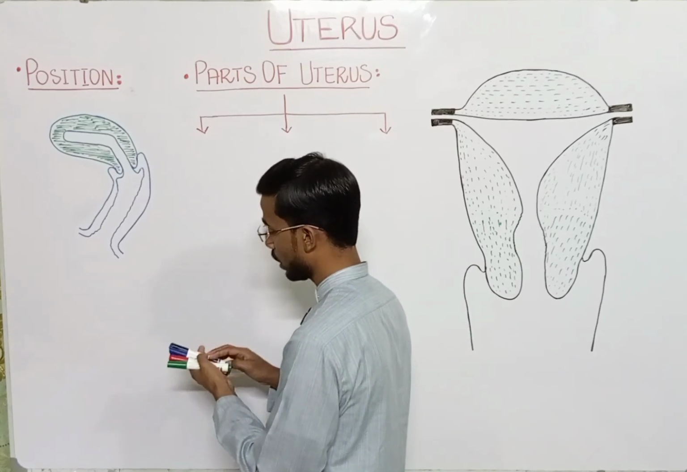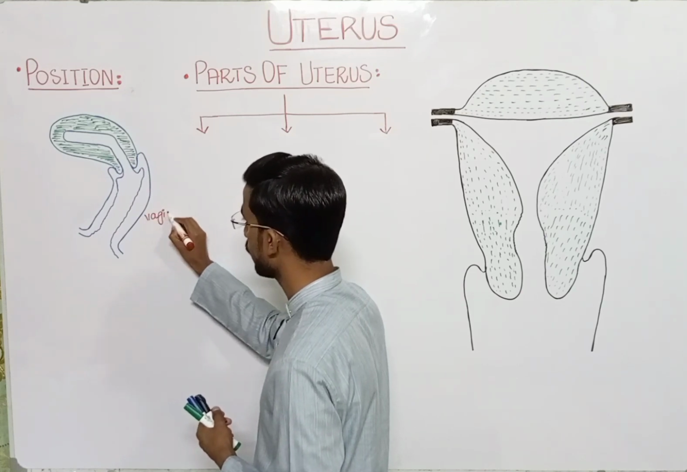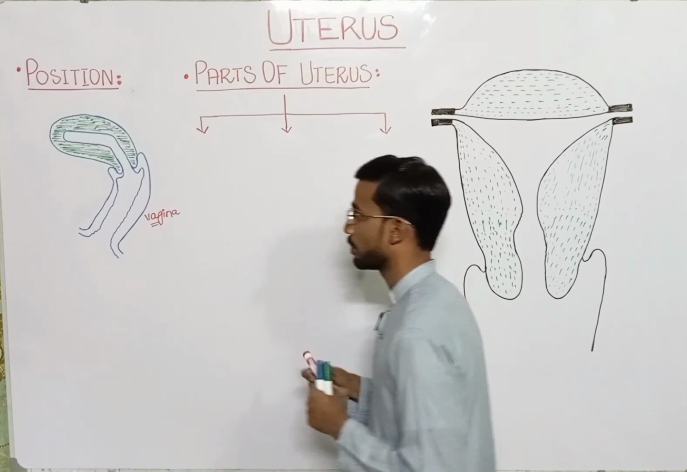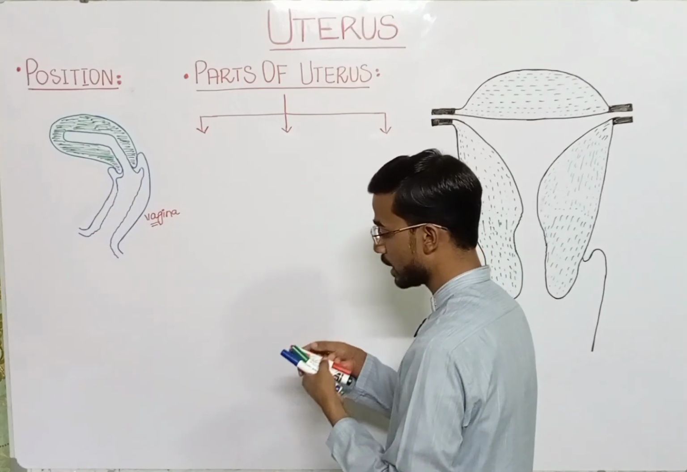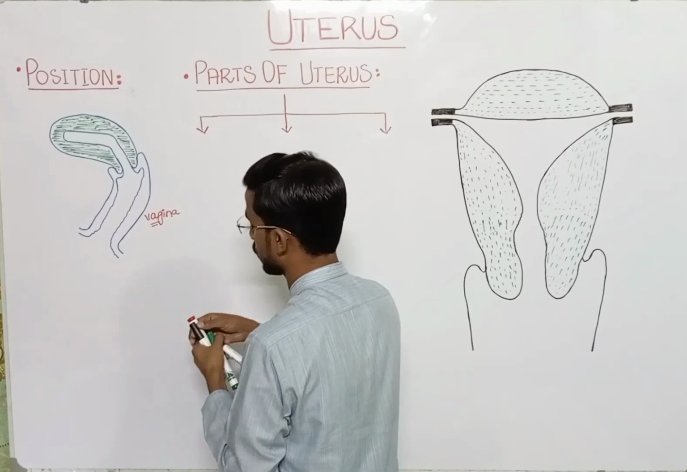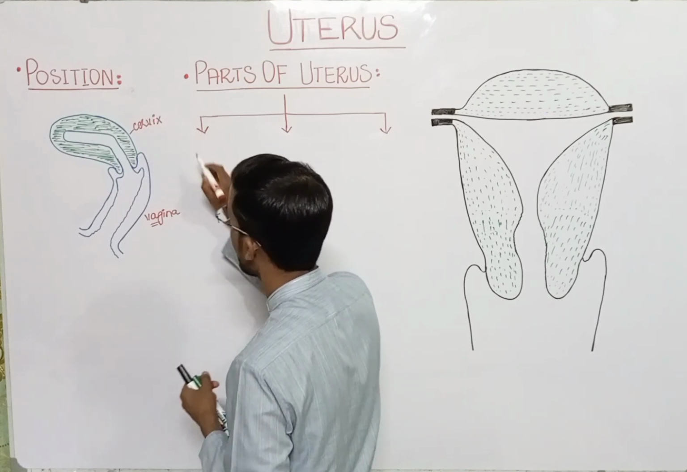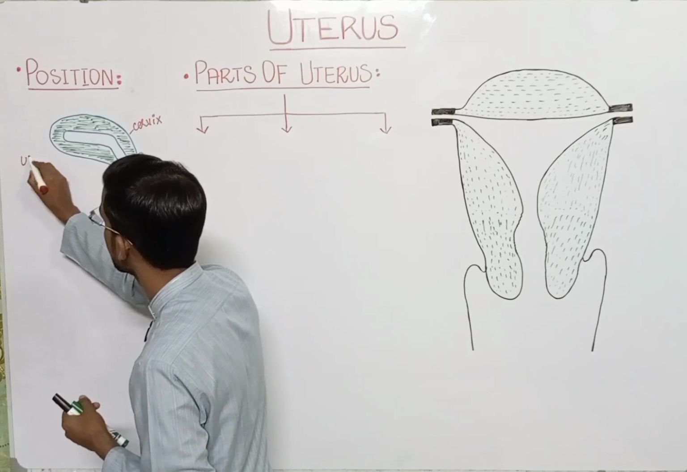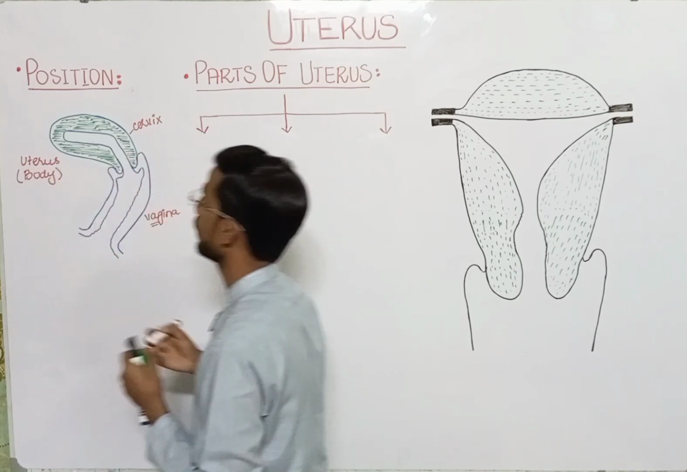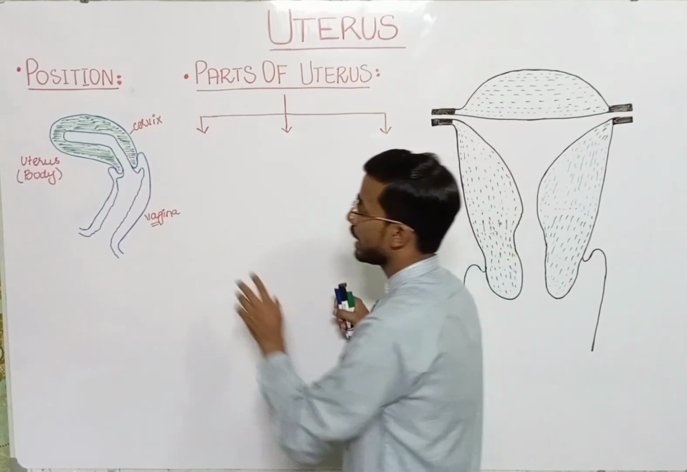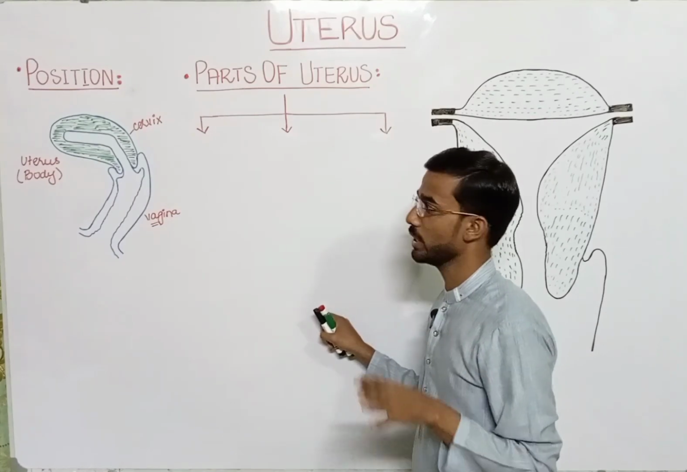First of all, here you can see this is the vagina. Now, above the vagina, you will see the uterus. Here is the situation. This one is the cervix, and the last portion is the uterus body. So in that situation, first is the vagina, second is the cervix, and third is the body of the uterus.